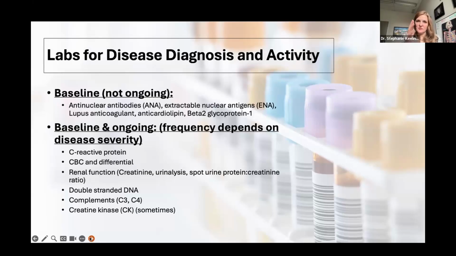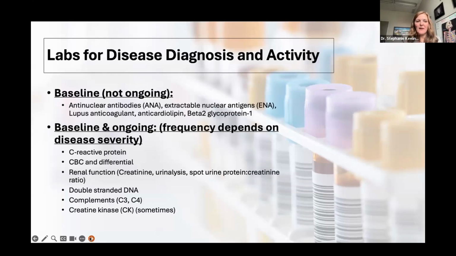A CBC and differential to look for cytopenias, renal function, which I think is pretty classic and done anyway. A urinalysis, a real easy, quick way to try to at least screen for active urinary sediment, particularly hematuria, proteinuria, and then a spot urine protein creatinine ratio as well. I would also say if you're seeing somebody and you're thinking they may have lupus or another connective tissue disease, it is helpful to do a double-stranded DNA and similarly complement C3, C4. And if those haven't been done recently and we're seeing them in clinic at baseline, we would definitely do all of that.